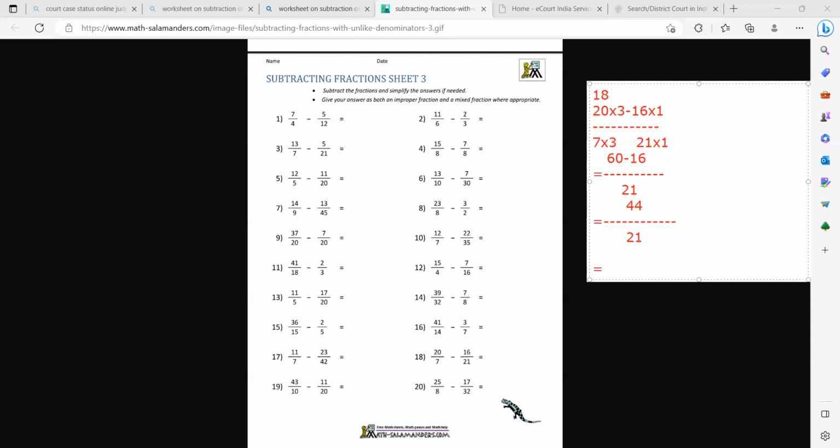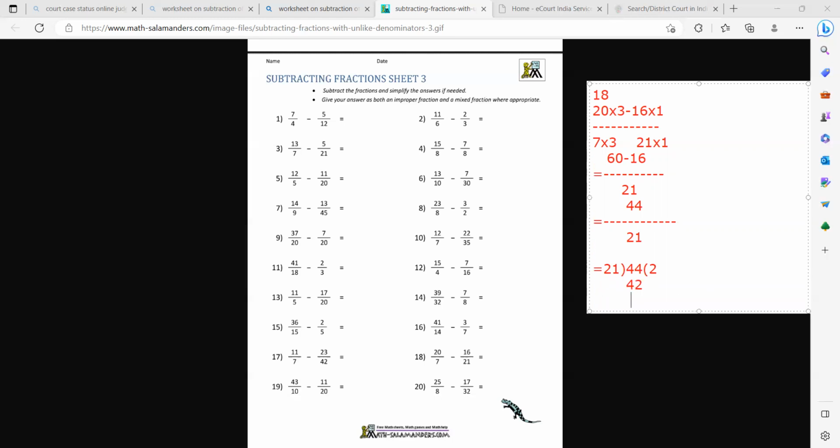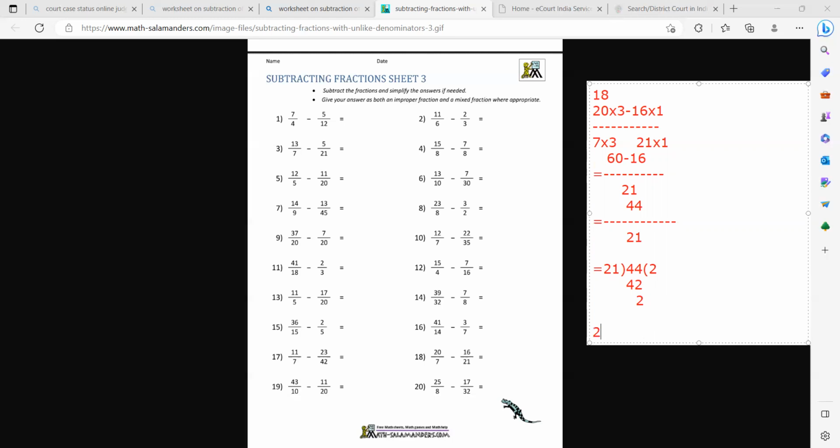So now what do we need to do? 44 divided by 21 into 2 will be 42. 44 minus 42 is 2. So 2 whole 2 by 21 is the correct answer. This is the correct answer. Now number 19.